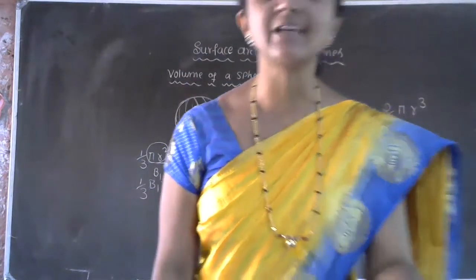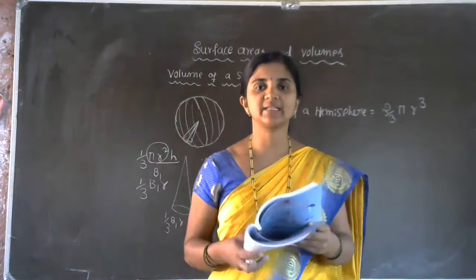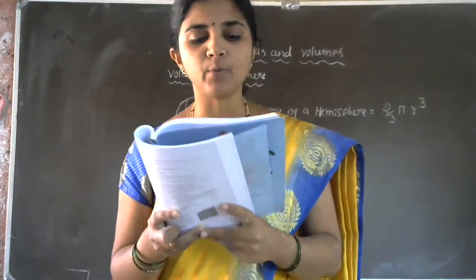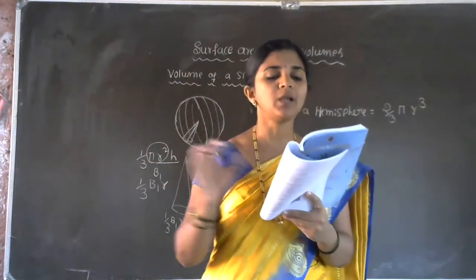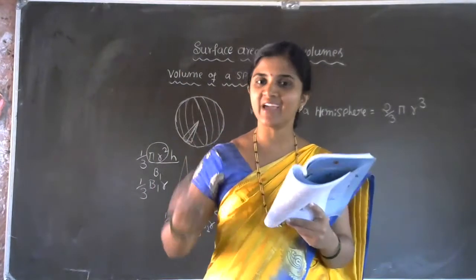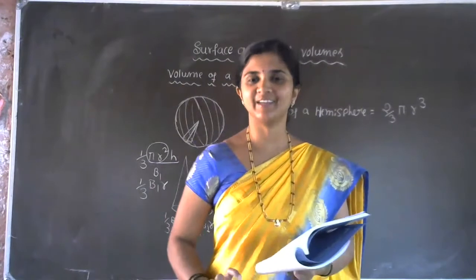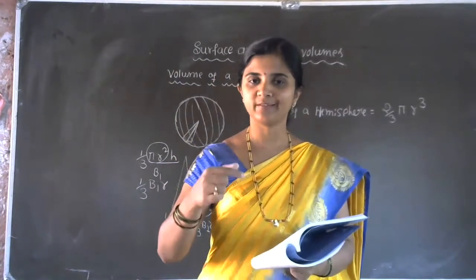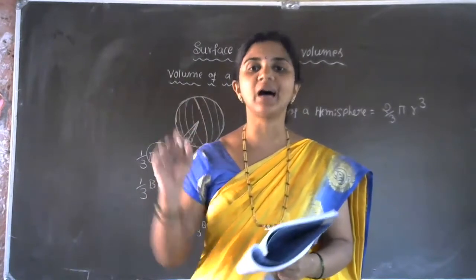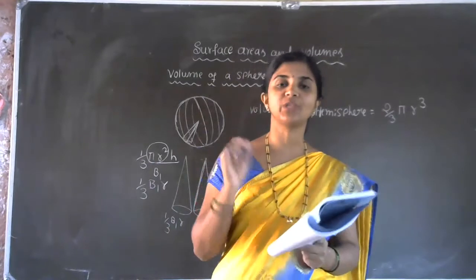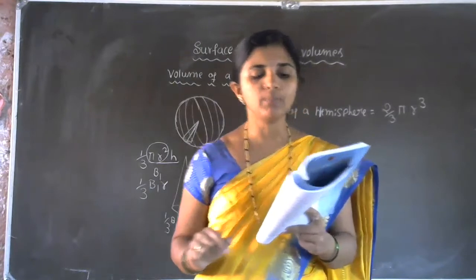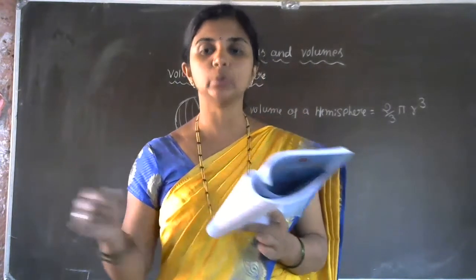Now look at the example 17 problem. Just go through example 17. Find the volume of a sphere of radius 11.2. Very simple question. We have to find the volume of a sphere. Radius is given. To find the volume of a sphere and hemisphere, only the radius is needed, because you can observe the formula: 4 by 3 is a constant value, pi is 22 by 7 or 3.14, and only r cube, that is the radius, is required. Here the question is very direct: find the volume of a sphere of radius 11.2 centimeter.